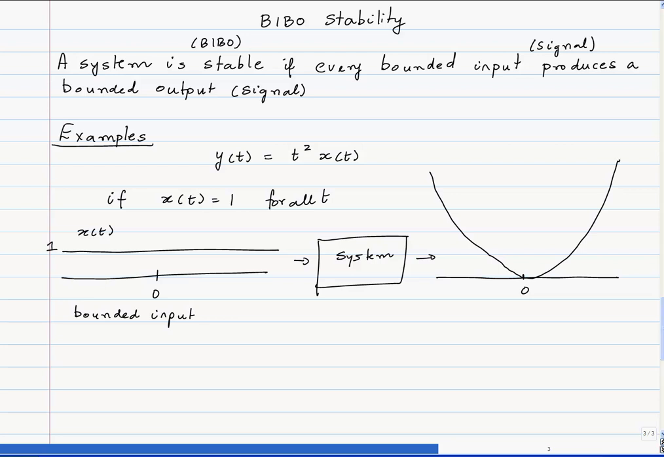x of t is 1 for all values of t, so y of t is simply going to be t squared. And this is unbounded, because there is no number m sub y that you can give me and claim that the magnitude of y of t is smaller than this number, because I can always give you a value of t for which this will not be true. So the answer is this is not stable.